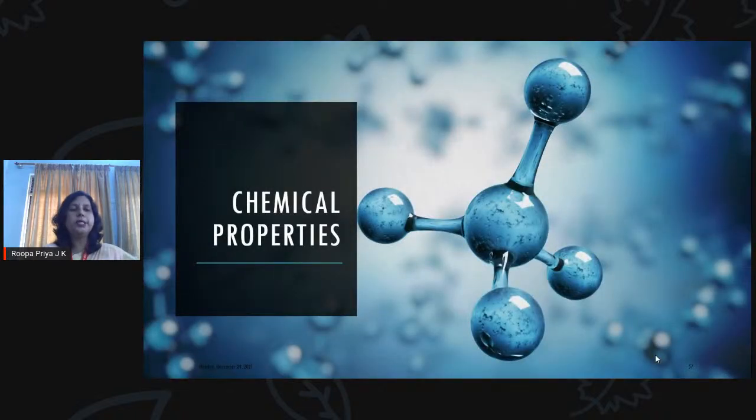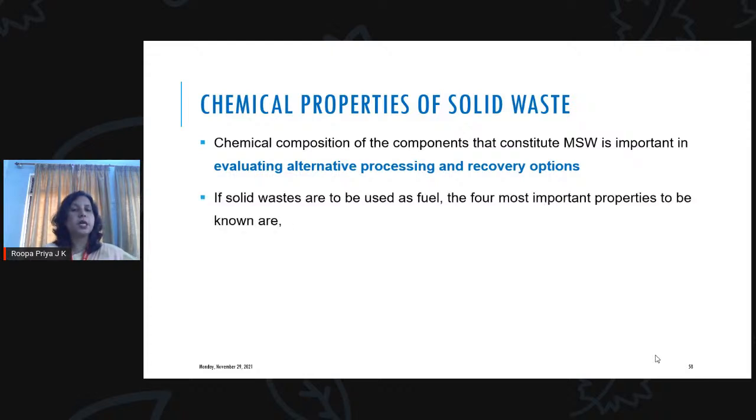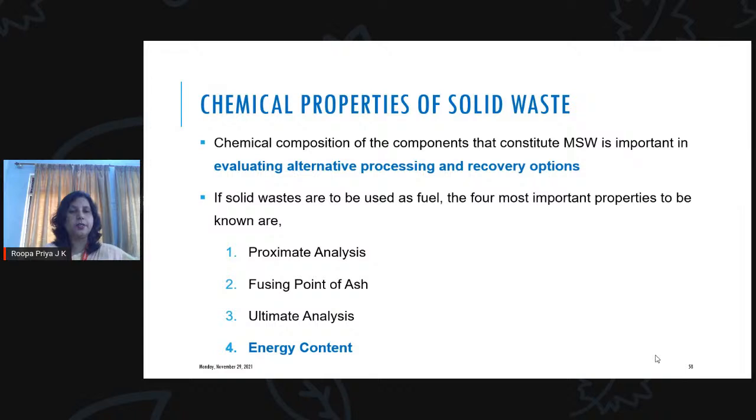Now moving on to what could be the chemical properties of municipal solid waste. So under chemical properties of solid waste, we have again different components. The chemical composition of the components that constitute municipal solid waste is important in evaluating alternative processing and recovery options. So if the solid waste are to be used as fuel, the four most important properties to be known or understood under this chemical property are: one is the proximate analysis, the second one is the fusing point of ash, the third one is the ultimate analysis, and the fourth one is the energy content. So we will be focusing more on the energy content of the solid waste.